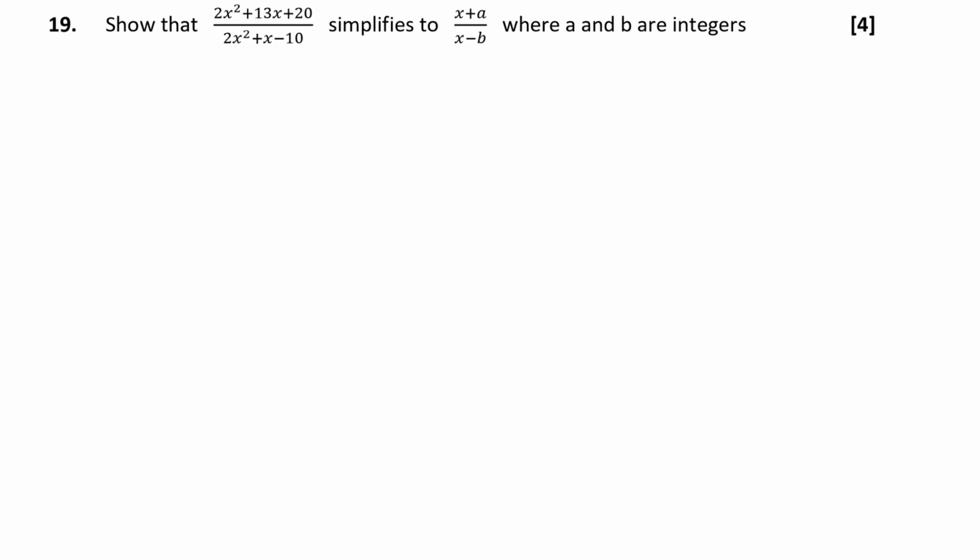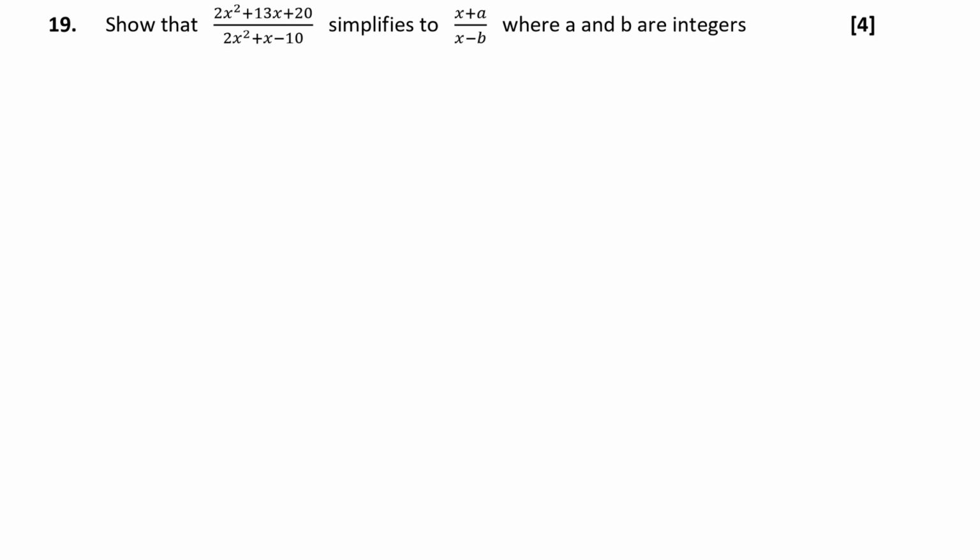Question 90. Show that (2x squared plus 13x plus 20) over (2x squared plus x minus 10) simplifies down to (x plus a) over (x minus b), where a and b are integers. Okay, this looks fun. So basically we're going to have to factorize these two quadratic expressions, aren't we? And then hope that we've got a common factor in both that's going to cancel away and just leave us what we've got there. That's the plan.